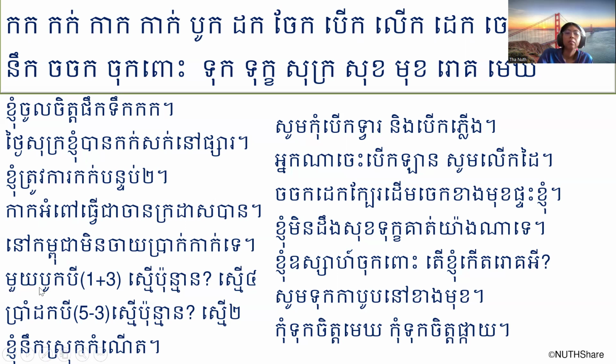Next, mui bok bay smile pon man. Smile bun. Mui is one. Bok means add or plus. Bay is three. Yes, you can see one plus three, smile pon man, equals how much? One plus three, how many? It becomes four. Yes, equals four. And then, pram dot by smile pon man. Five minus three.